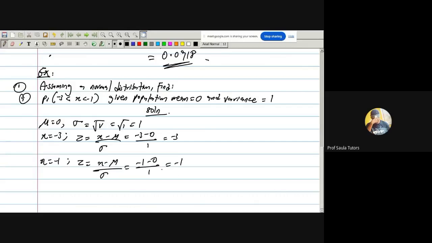And that's minus 1. Remember that you are asked to find the probability of minus 3 less than x less than minus 1. This is the same thing as the probability, because when we standardize, we still get the same answer, minus 3 less than z less than minus 1. Now, what you have here is equal to the probability of z less than minus 1 minus the probability of what?